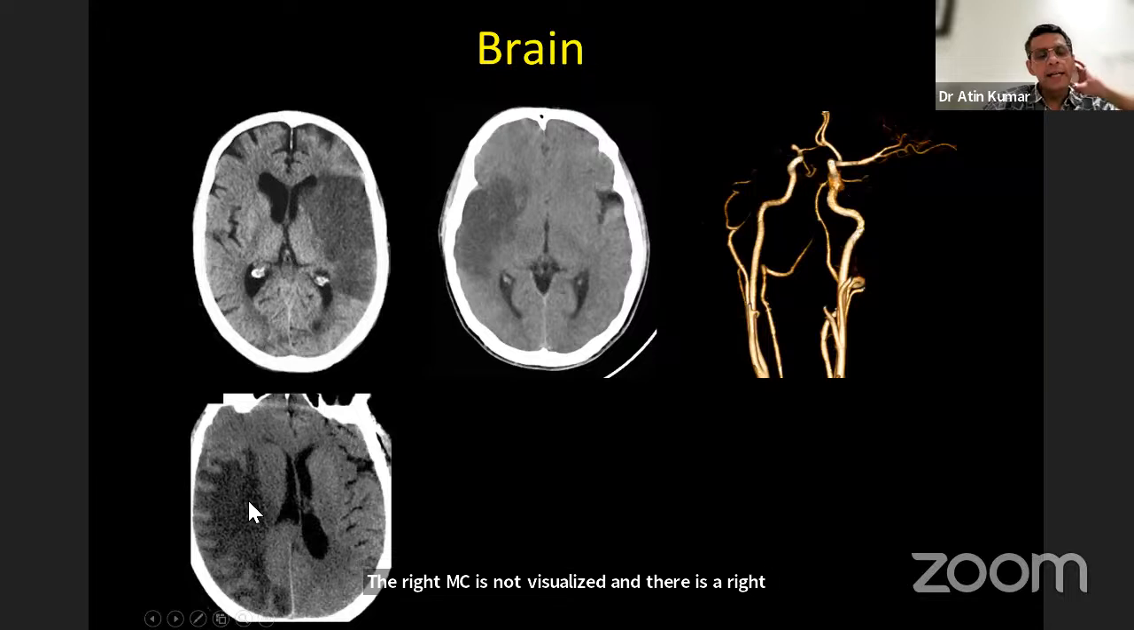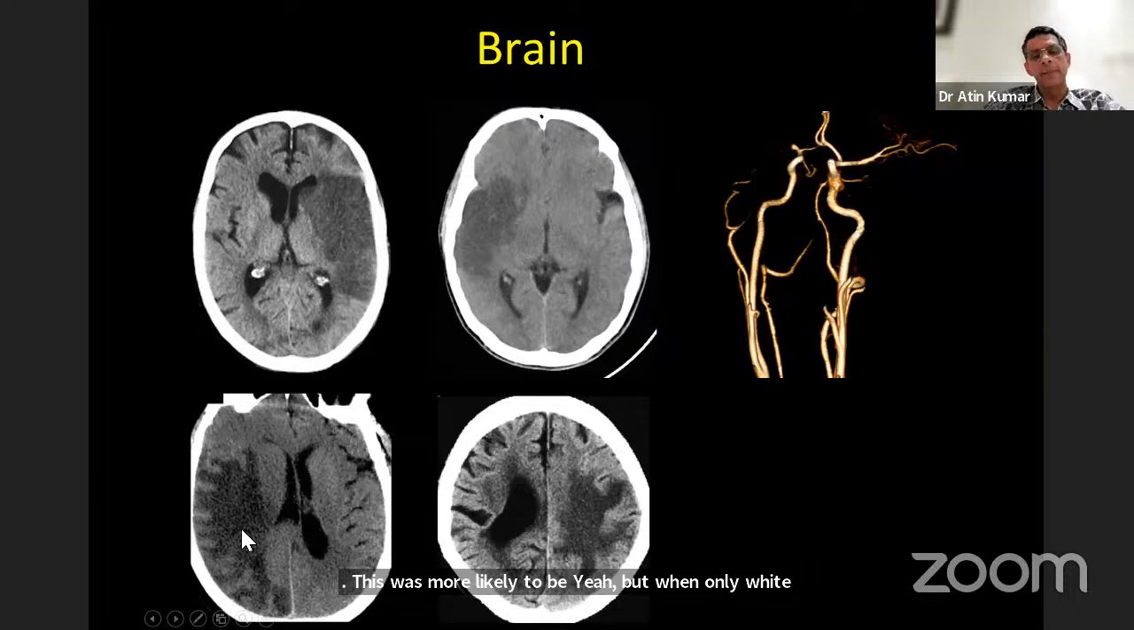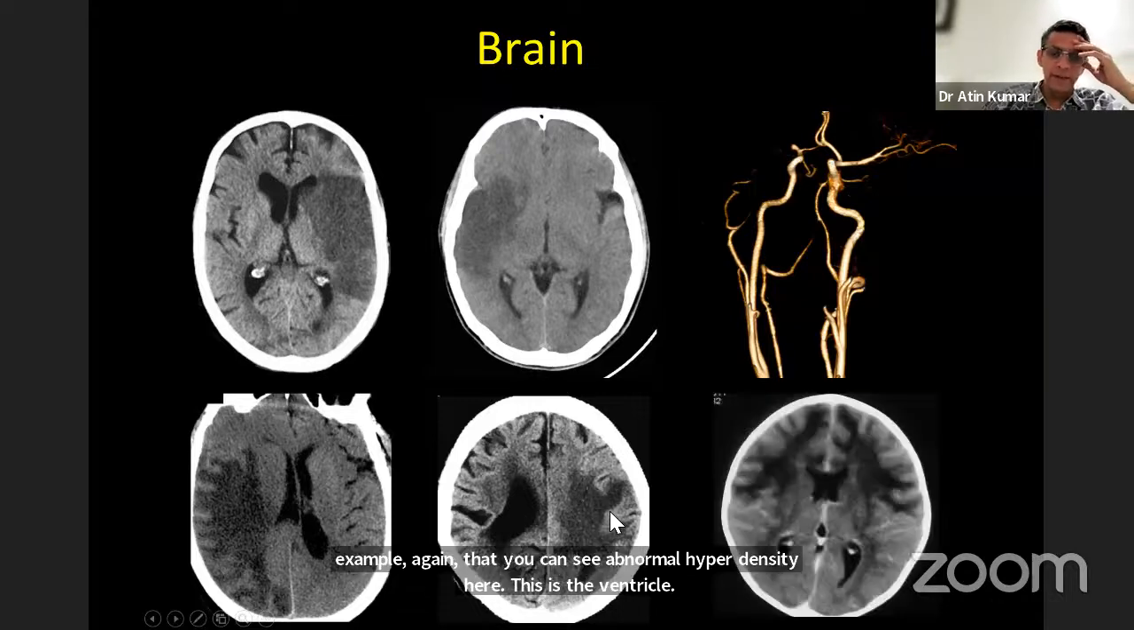Another example, a large hypodensity seen in the right posterior temporal lobe. In this case, if you see, this is involving only the white matter. The gray matter is spared. In the previous case, it was involving both gray and white matter. That was more likely to be infarct, but when only white matter is involved, this is more likely to be edema in the white matter. Another example, again, you can see abnormal hypodensity here. This is the ventricle. This is abnormal hypodensity here again. So edema in the white matter here.